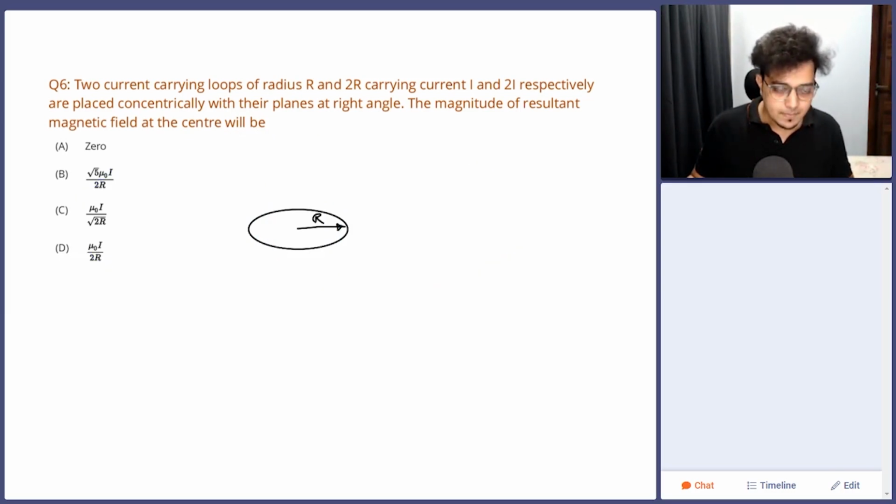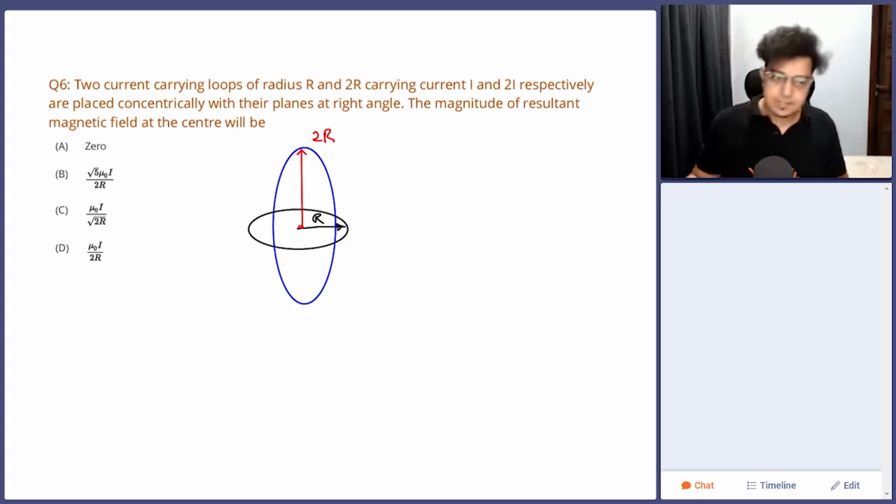Let me redraw. Okay, kind of like this. So radius of the bigger ring is 2r. So this radius is 2 times r, and their center is same, but they are mutually perpendicular. Center is same, but they're mutually perpendicular. So now the one having radius r has current I, and the one having radius 2r has current 2I.